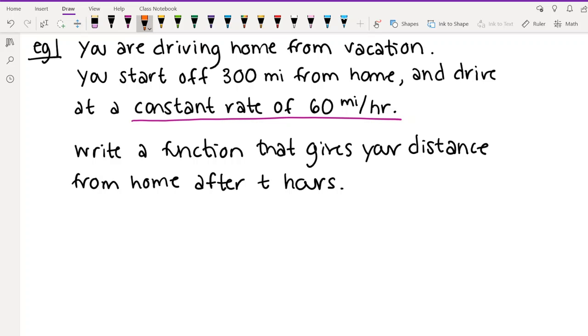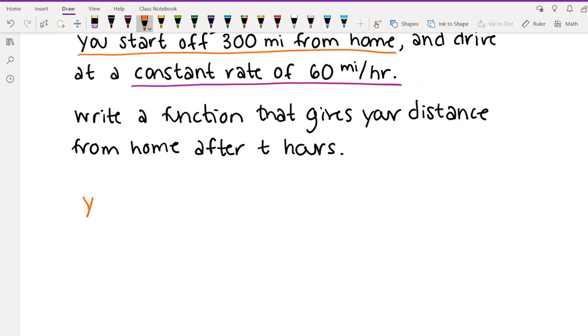And then we see that we start off 300 miles from home. And so that sounds like it's your initial amount, right? Because what is this function measuring? It's measuring the distance from home. And so since the amount that we're measuring is the distance from home, the initial amount should be your initial distance from home. So that tells us that the y-intercept should be equal to 300, right? Because we want to make sure that when t is equal to 0, the distance from home is 300.